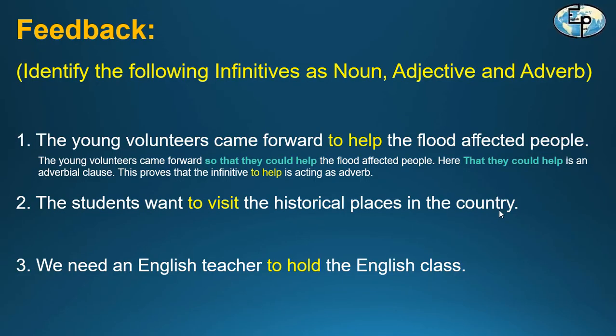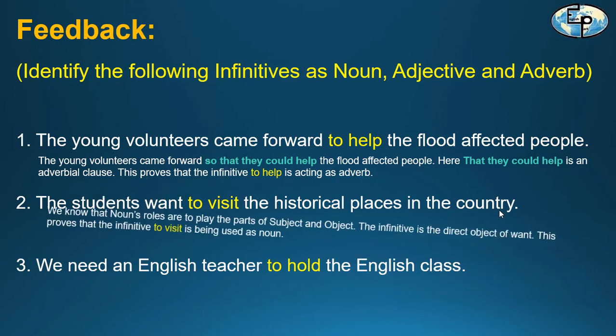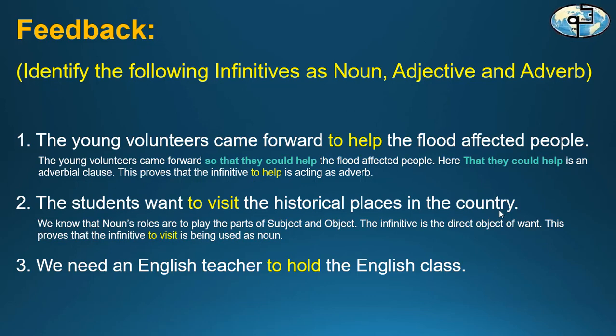Problem number 2. The students want to visit the historical places in the country. We know that a noun's roles are to play the parts of subject and object. The infinitive is the direct object of want. This proves that the infinitive to visit is being used as a noun.